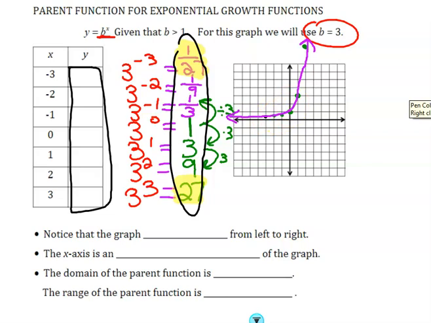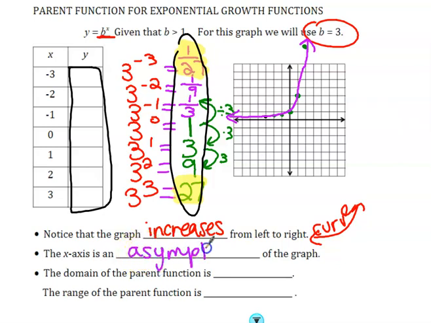Okay, so notice that the graph increases. It makes a curve. The x-axis is an asymptote of the graph. Why? Because it was just b to the x. So I'm going to draw a dotted line at the 0. That's called an asymptote, meaning, again, it cannot cross it. The domain of the parent function is all real numbers.